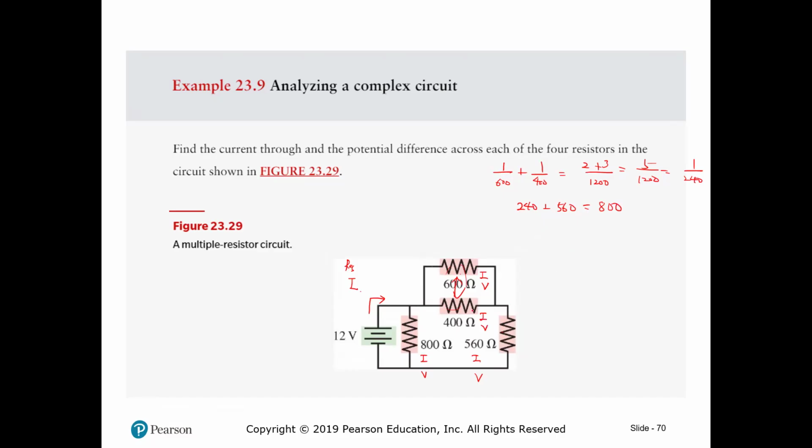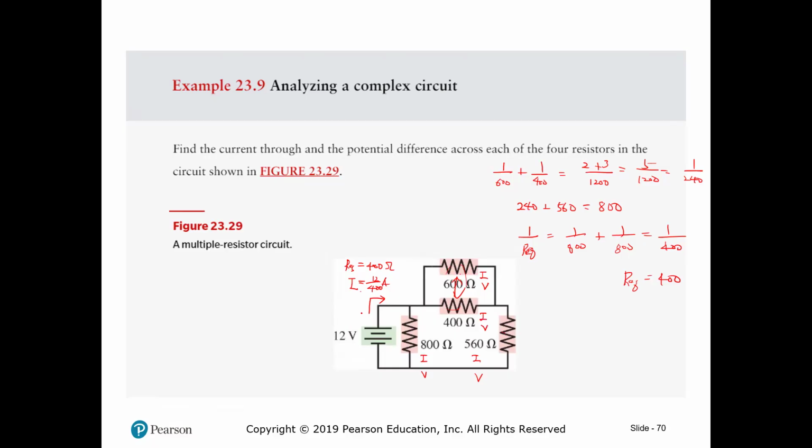So the combination of these three resistors is 800, and this combination and the other combination here, 800, are in parallel. So the final 1 over Req is going to be 1 over 800 plus 1 over 800, which is 1 over 400. So your Req is going to be 400. So then you can say my Req is 400 ohm. So then your I is going to be 12 over 400, right? That is your current.